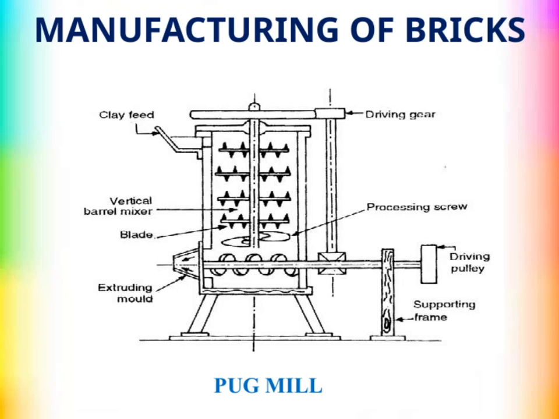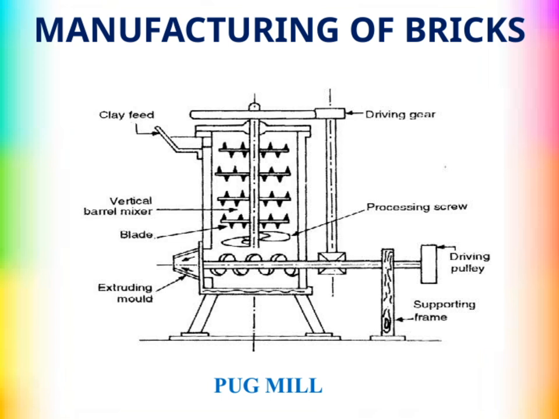Let's take a closer look at the pug mill, which is a crucial part of the brick manufacturing process. The pug mill is essentially a machine that mixes and kneads the raw materials, such as clay and other additives, to produce a uniform and workable mixture. This step is vital because it ensures the consistency and quality of the bricks that are to be formed.